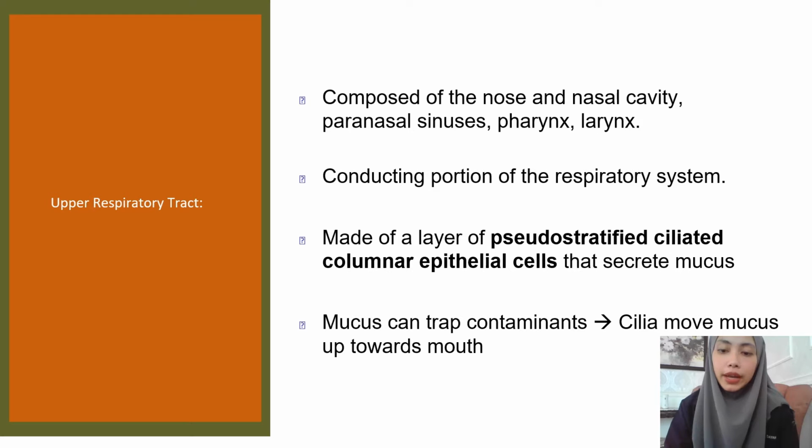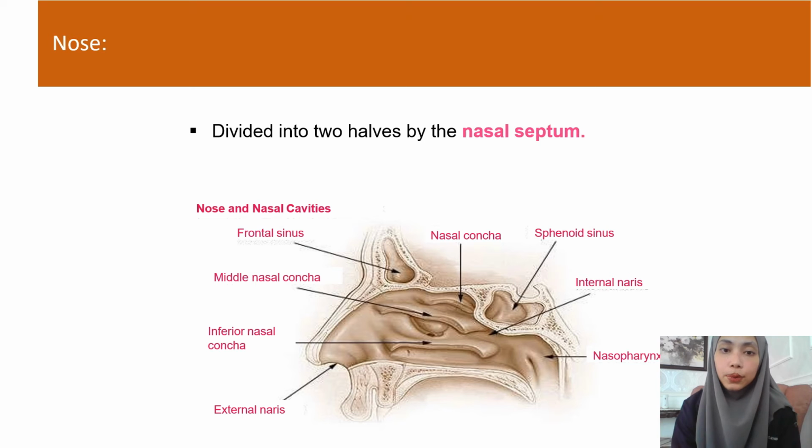The upper respiratory tract is composed of the nose and its cavity, paranasal sinus, pharynx, and larynx. It contains only the conducting portion of the respiratory system, and it is made of a layer of pseudostratified ciliated columnar epithelial cells that secrete mucus. This mucus helps to grab any particles or contaminants, and then cilia move this mucus towards the mouth.